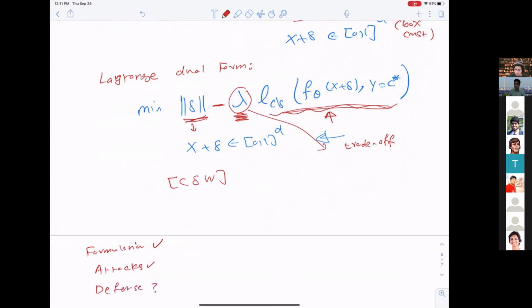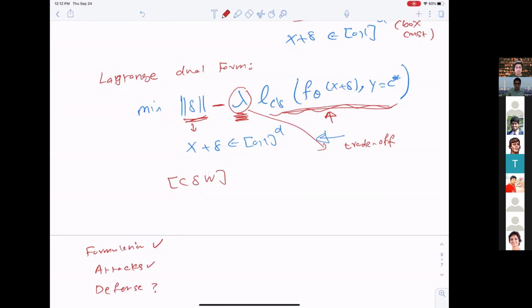So here in the attack, we assume the model is fixed, but now we want to ask how we can train our model to enjoy robustness against attacks. We don't want to be vulnerable against attacks at inference time. All right, so let me pause here and take some questions.